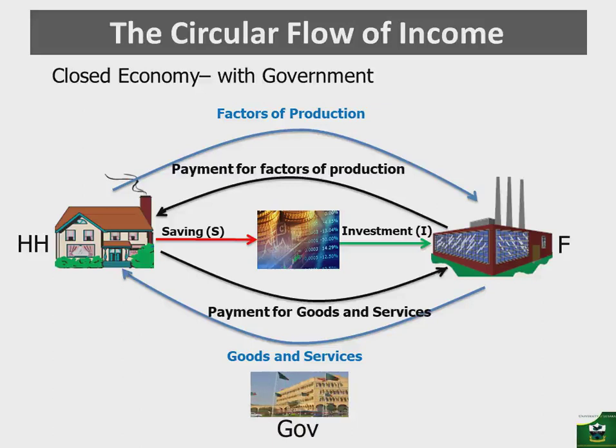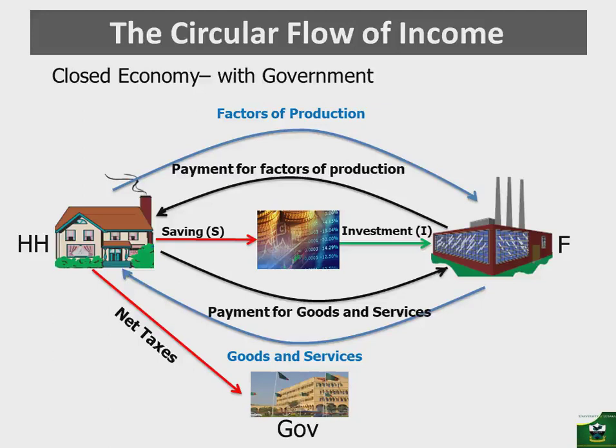Well, if we now have the government in the model, it means that with the money income received by the households, and with our assumption that the households are the ones who own the firms, then these owners of all these resources will now be able to pay tax from their income. That is, the households will be paying their taxes to the government.